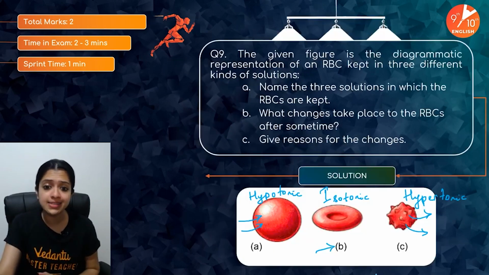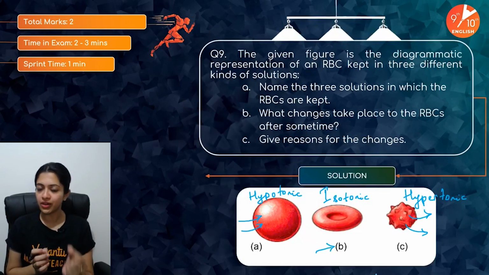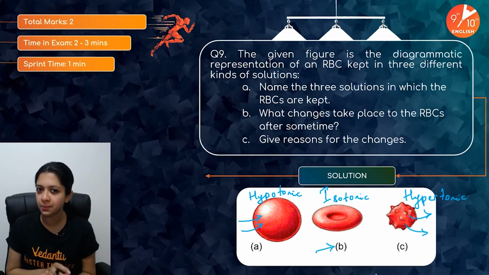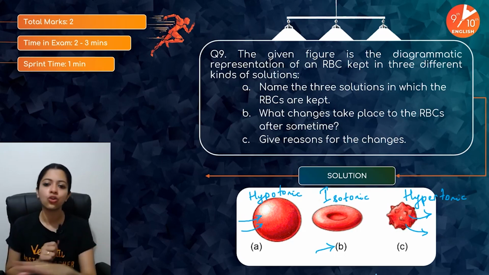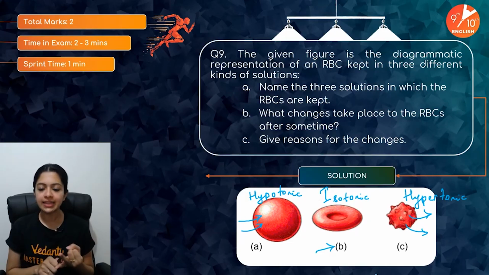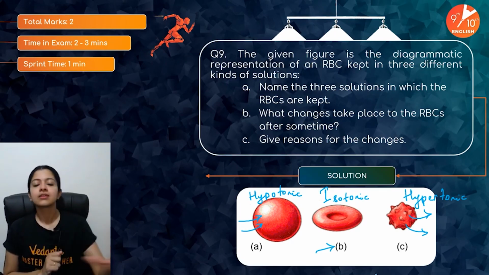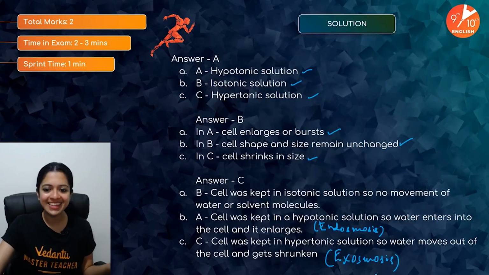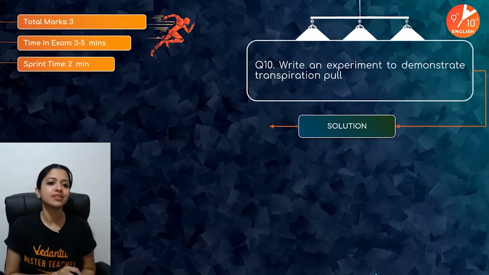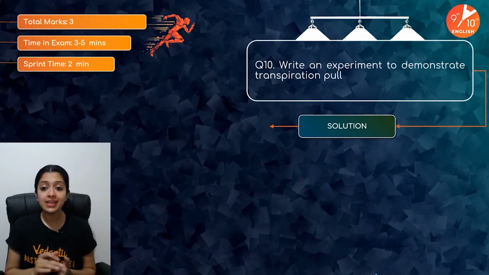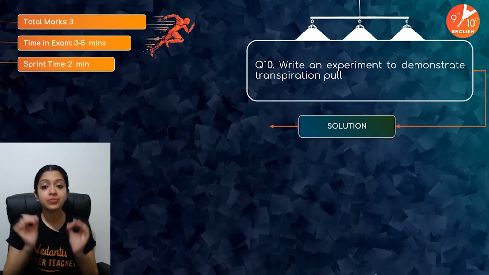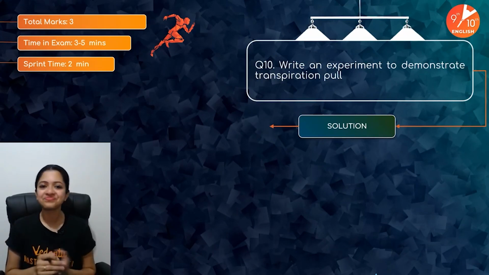Remember, children, to answer this, you must know a couple of things. First of all, what is the normal shape of an RBC? If you don't know that, then you're going to mess up the entire thing. Secondly, what is the concept of osmosis? These two things, if you know very clearly, and the concept of tonicity, you are all well set. Okay, now coming to another question, which is: write an experiment to demonstrate transpirational pull.